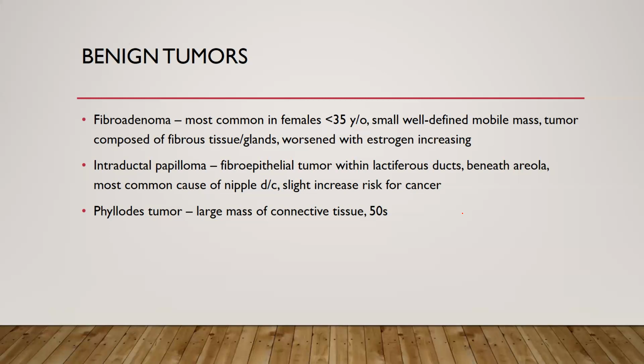Intraductal papilloma, this is a fibro plus epithelial tumor. It occurs within your lactiferous ducts, so in the actual ductal tissue. It can occur beneath the areola. It's the most common cause of nipple discharge. There's a slight increased risk for cancer with this one. And then the phyllodes tumor, this is a large mass of connective tissue, typically only seen in patients over the age of 50. But I would say of these, no, fibroadenoma, that'd be your best high yield here.